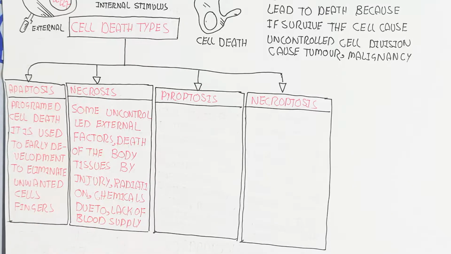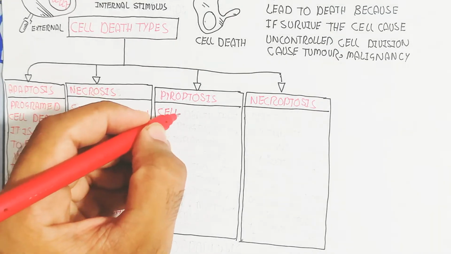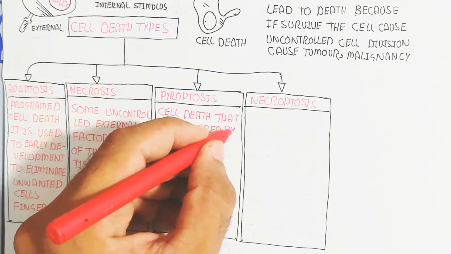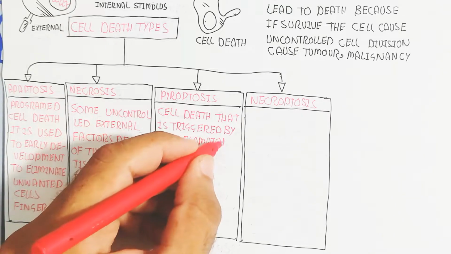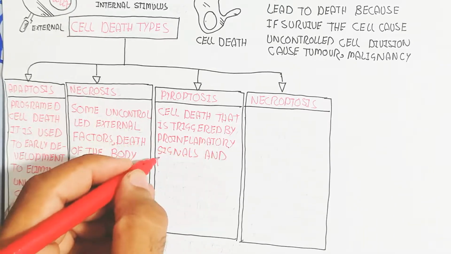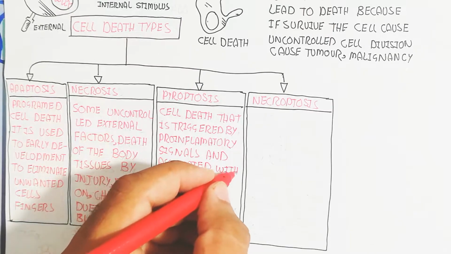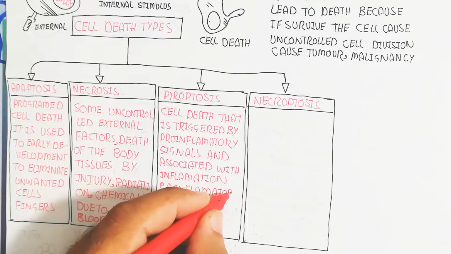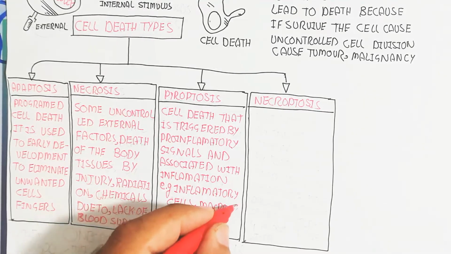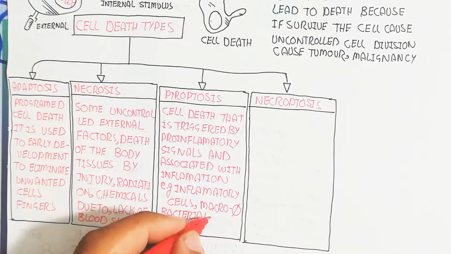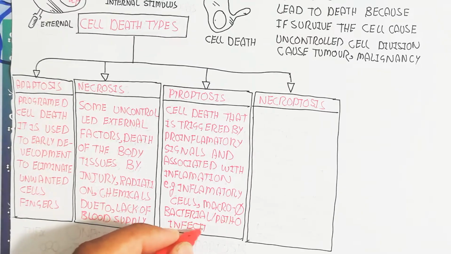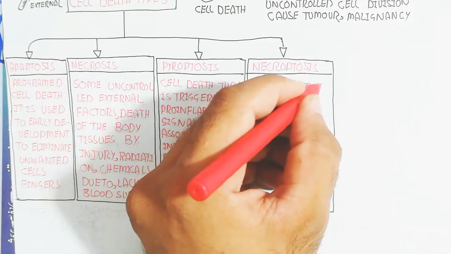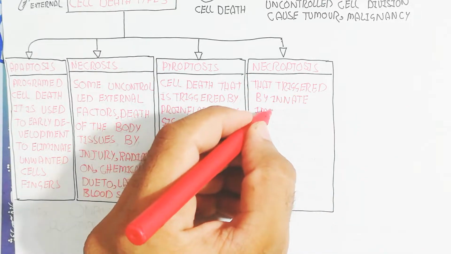But pyroptosis and necroptosis are different, though similar to necrosis. Cell death in pyroptosis is triggered by pro-inflammatory signals, not injury, and is associated with inflammation. For example, inflammatory cells like macrophages, during bacterial infection, which is also natural, die after they complete their mission.